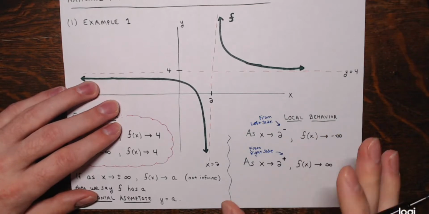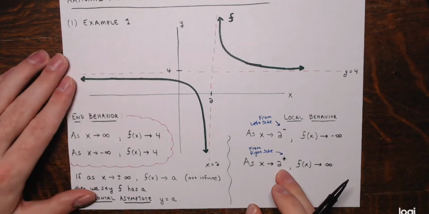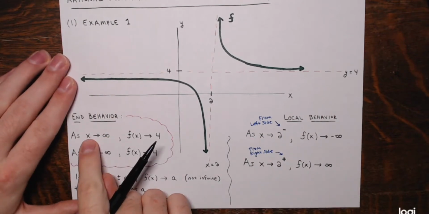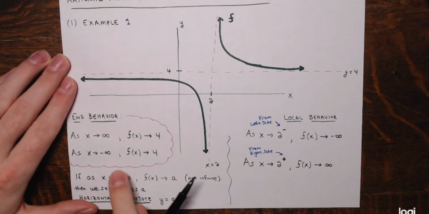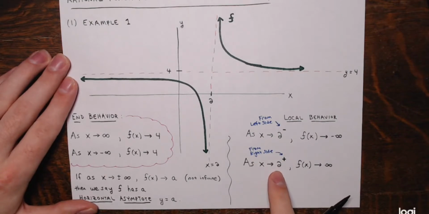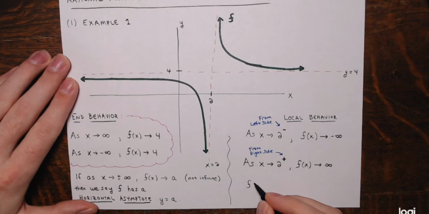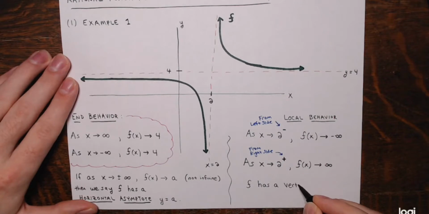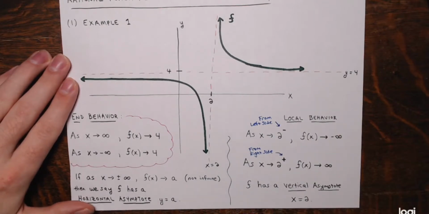A description of local behavior, what happens at a finite value of x. Over here we say what happens as x goes to infinity or negative infinity. Local behavior, you're saying what happens to the function as x approaches a finite value, like 2 or 5 or whatever. And again, we would say that f has a vertical asymptote of x equals 2. Right, and the horizontal asymptote y equals 4.